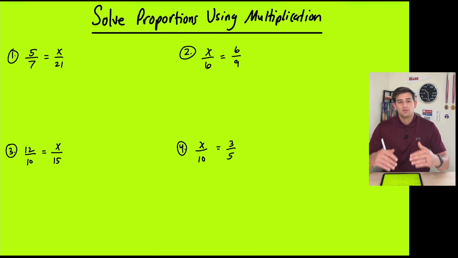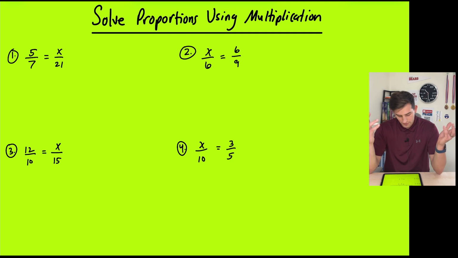Let's look, for example, at number 1. We have 5 over 7 equals x over 21. If we look at x over 21, that's like saying x divided by 21, right? So if I want to figure out what x actually is, I can do the inverse operation to x. Instead of x divided by 21, we could multiply by 21 in order to find what our variable is equal to. Now, since it's an equation, whatever we do to one side, we have to do to the other.